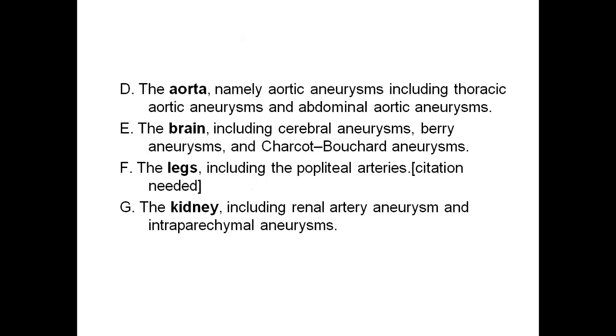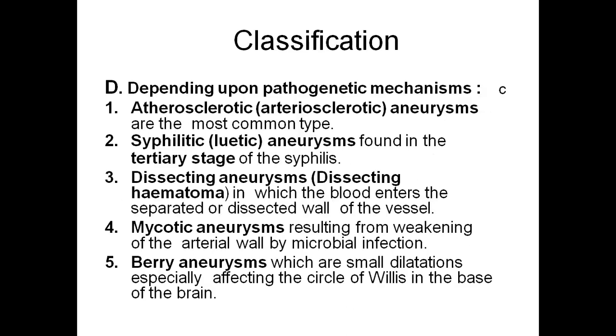Next is the aorta, it's known as aortic aneurysm. It can be thoracic aorta or the abdominal aorta. Aneurysm can also occur in the brain, that is cerebral aneurysm, Berry's aneurysm, and Charcot-Bouchard aneurysm. These are just names of aneurysm found in different parts. It can occur in the leg, including the popliteal artery, the kidney, including renal artery aneurysm, and intraparenchymal aneurysm.